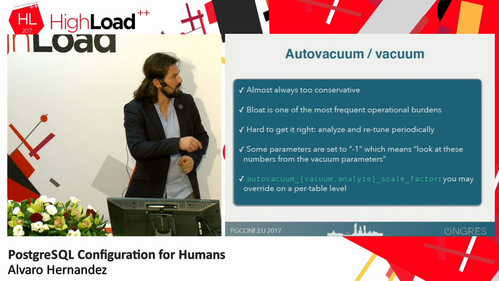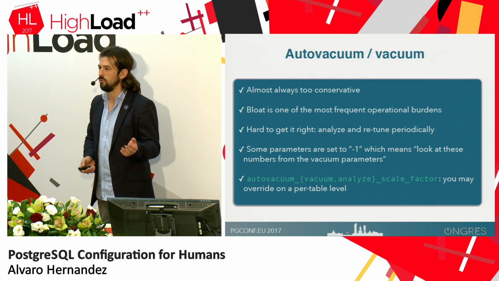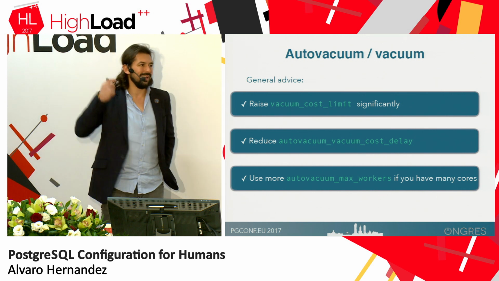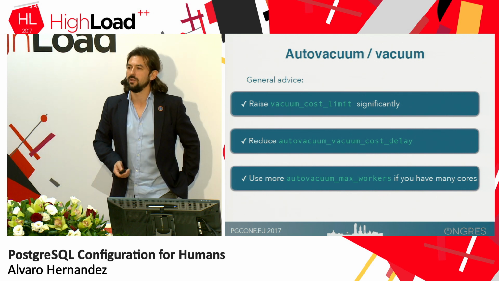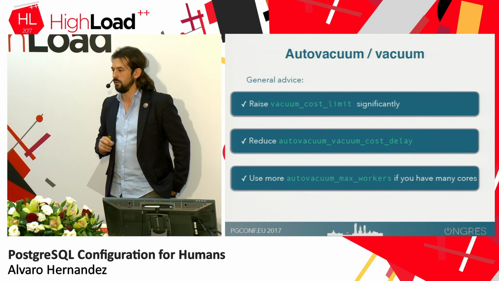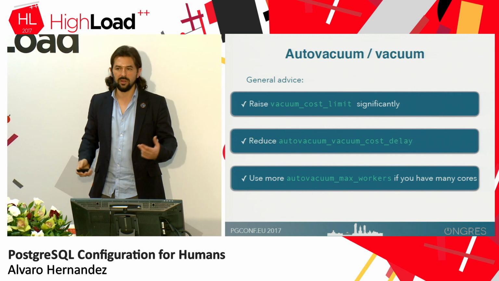So you may tune this on a per table basis. However, also tune some general defaults, right? So how to tune autovacuum? Well, I probably cannot tell you this in 2 minutes. But as a general rule of thumb, remember, it is very conservative. So the first thing you need to do is make it more aggressive. How do you make it more aggressive?